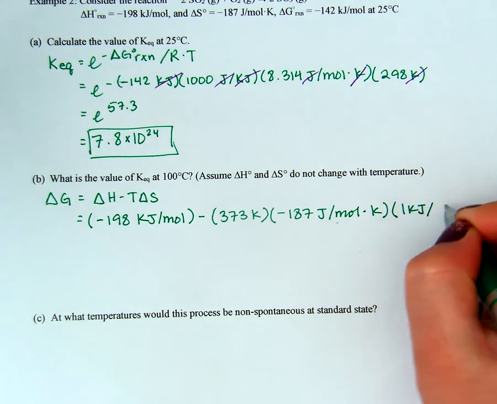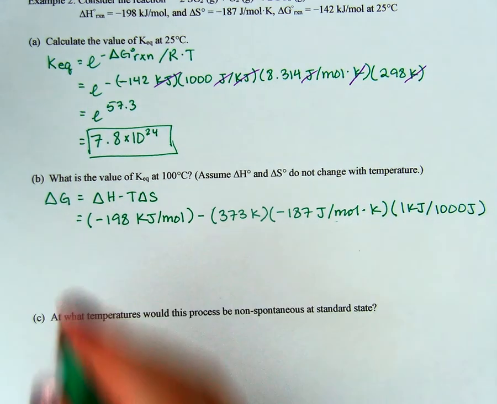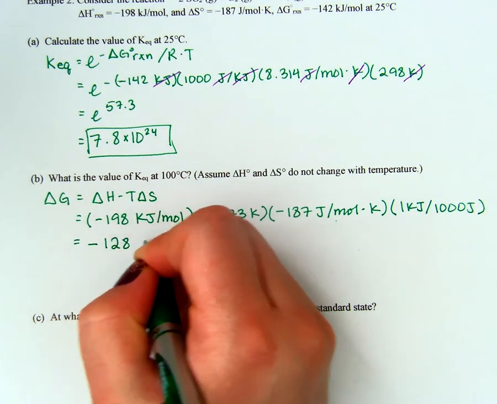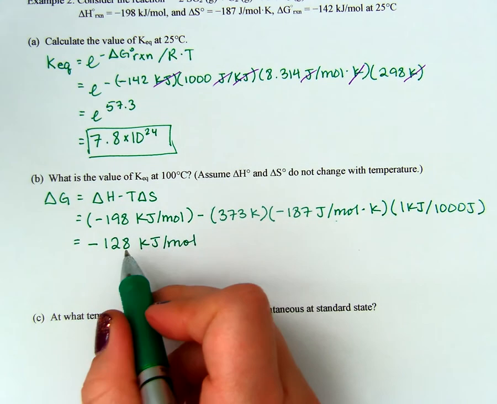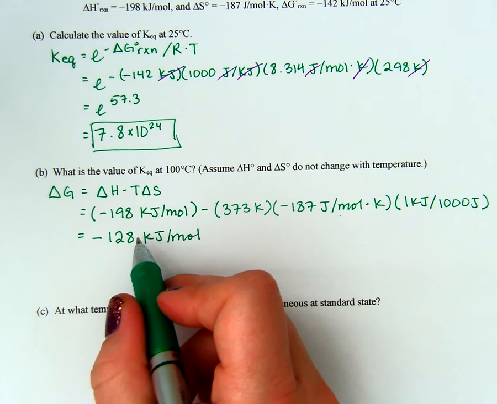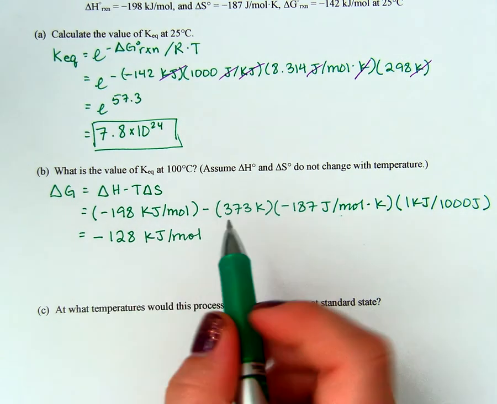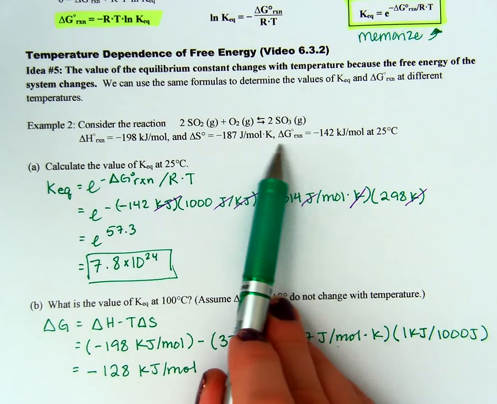And 1 kilojoule is the same as 1,000 joules. Okay, plugging all this into your calculator, you end up getting negative 128 kilojoules per mole for your delta G. Now that's not what we were trying to calculate. We were trying to calculate KEQ. And so we just needed to get delta G for KEQ, because remember, it's not at standard state anymore, so we can't use the delta G naught that was given to us up here.